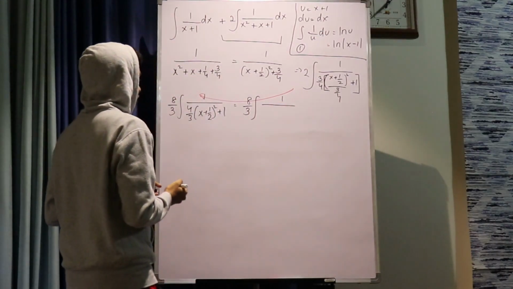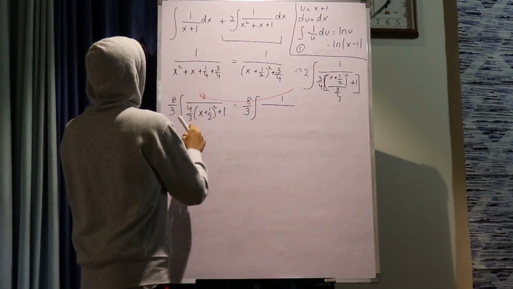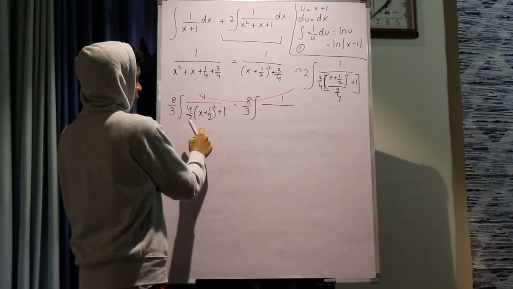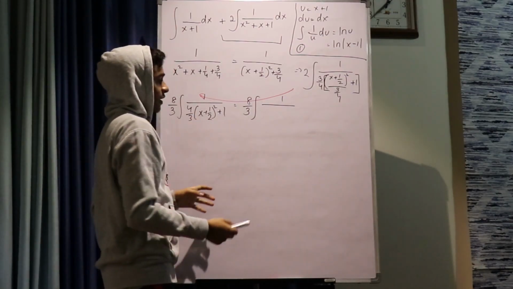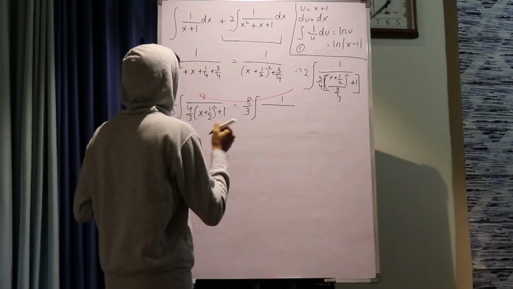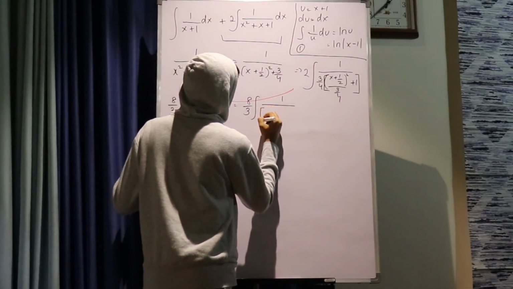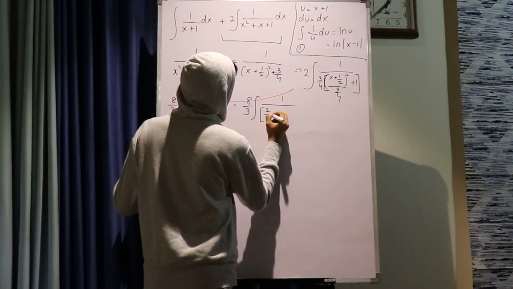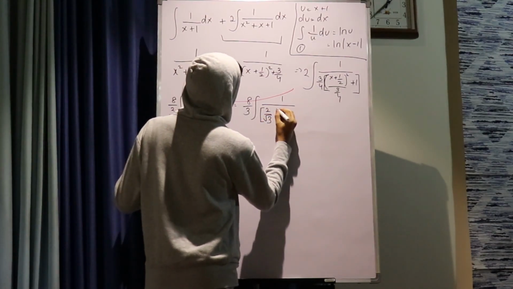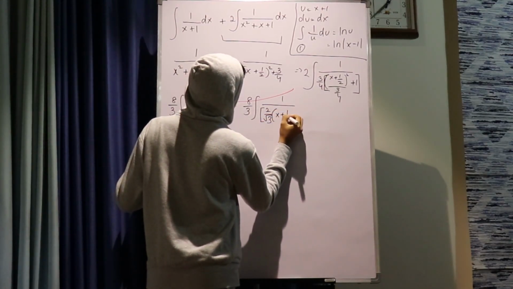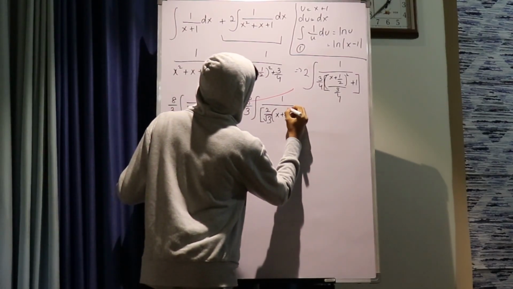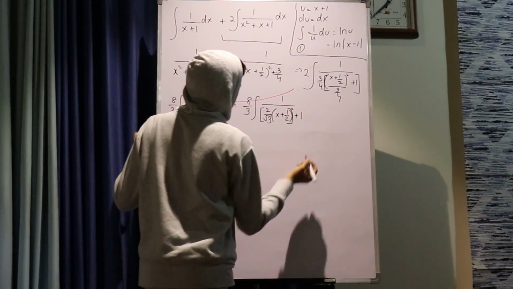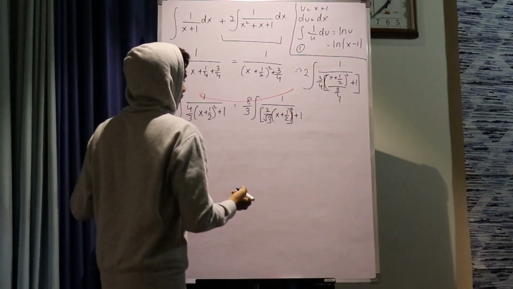Into 1 over, so if 4 over 3 was in the bracket, we basically have to take the square root and put it inside. So the square root of 4 over 3 is 2 over root 3, right? So let's just write that here. So times 2 over root 3 times x plus 1 over 2 whole squared plus 1. Right? So we'll just rewrite this.